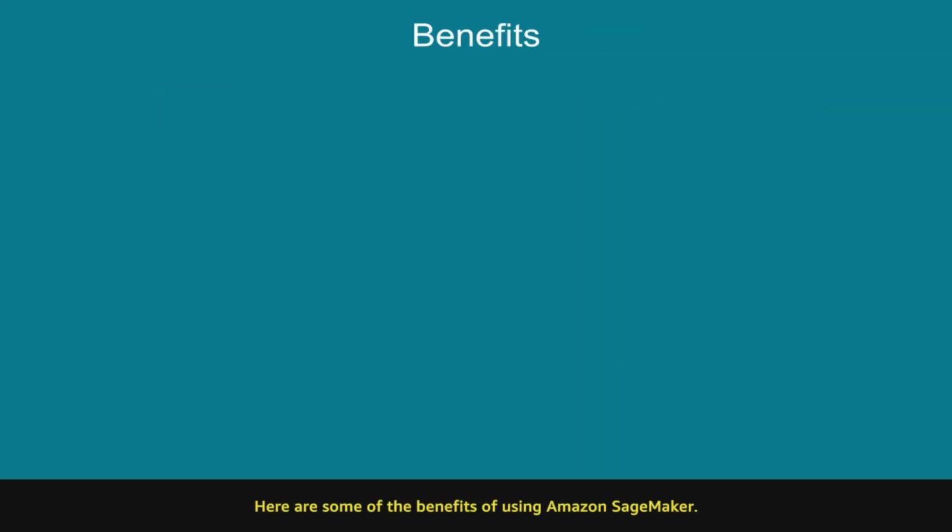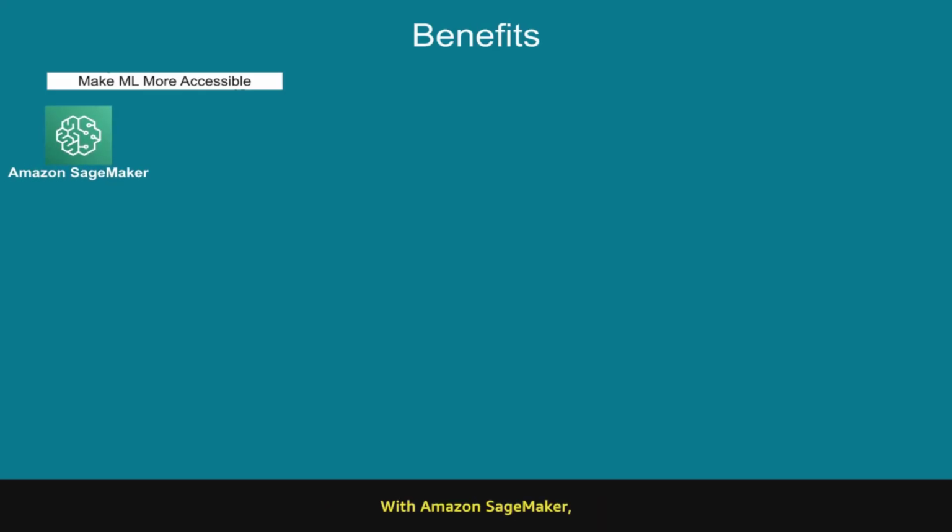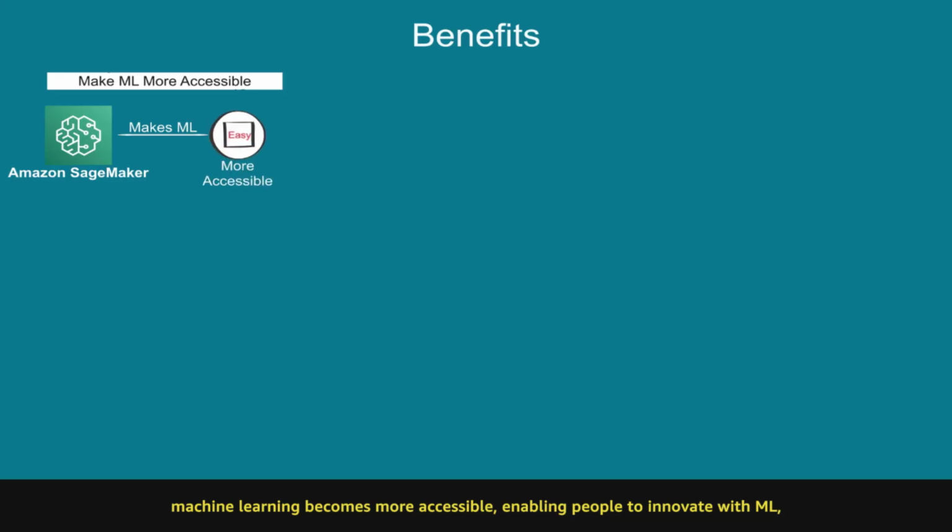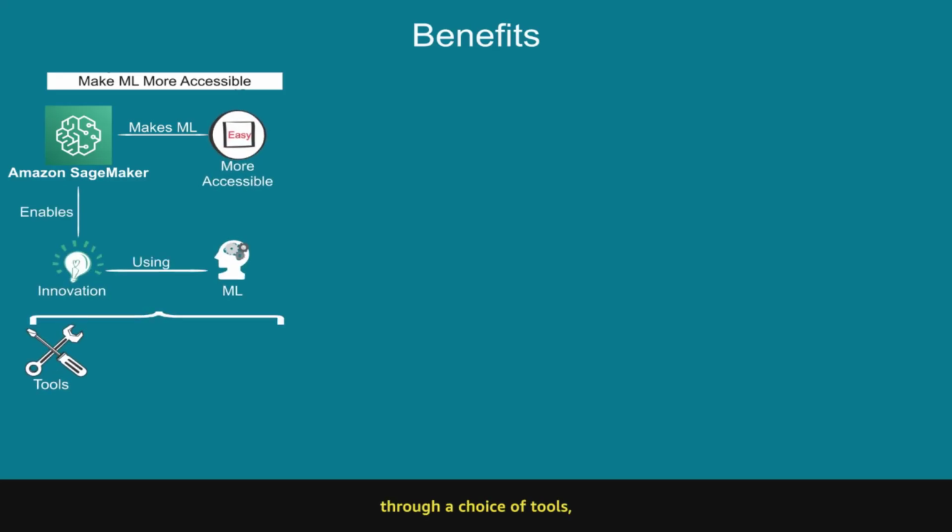Here are some of the benefits of using Amazon SageMaker. Make machine learning more accessible. With Amazon SageMaker, machine learning becomes more accessible, enabling people to innovate with ML through a choice of tools, an integrated IDE, and no-code visual interfaces.